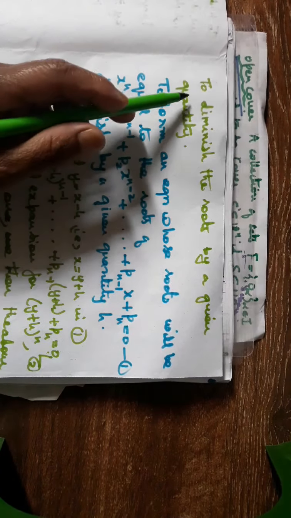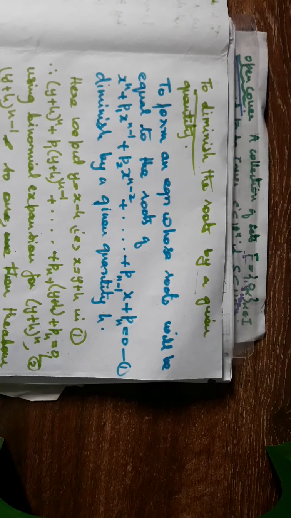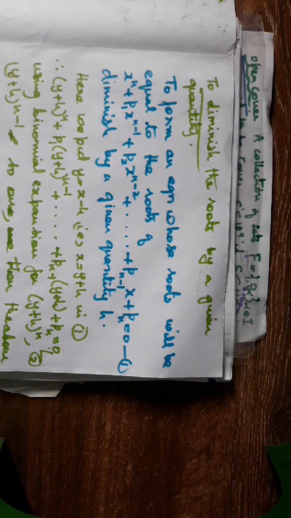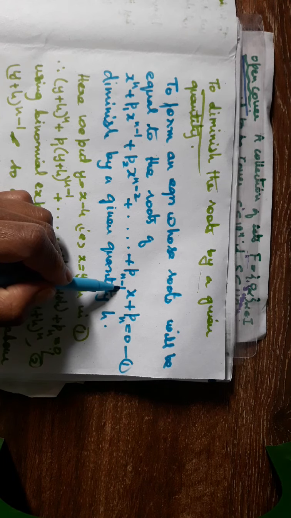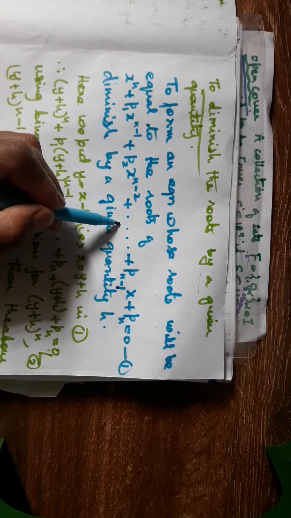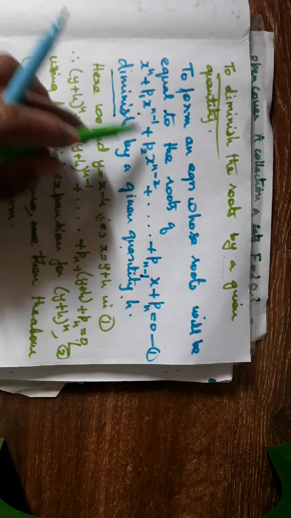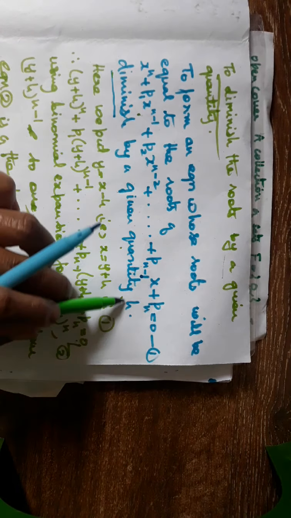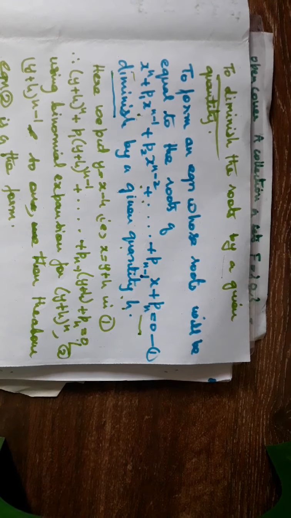Here is how to diminish the roots by a given quantity. This means that you have to form a new equation whose roots are the roots of the given polynomial equation diminished by a given quantity, that is, decreased by a given quantity, say h, from the roots of the original equation 1.